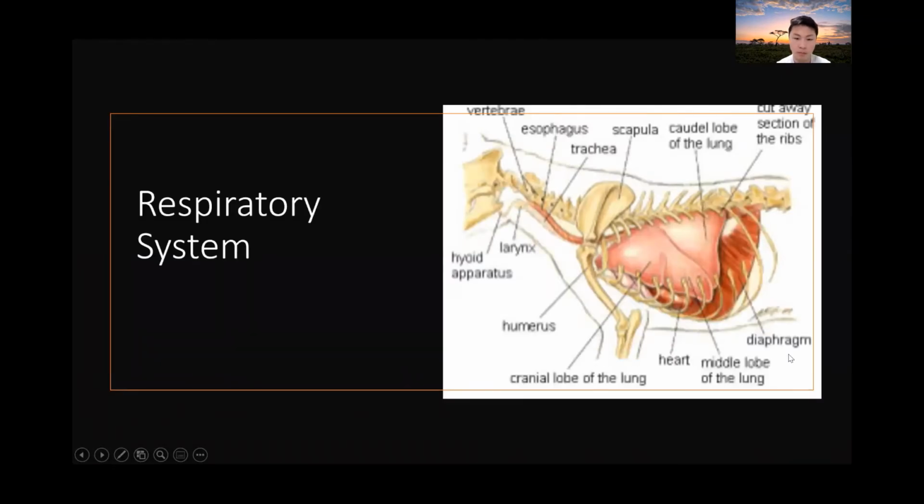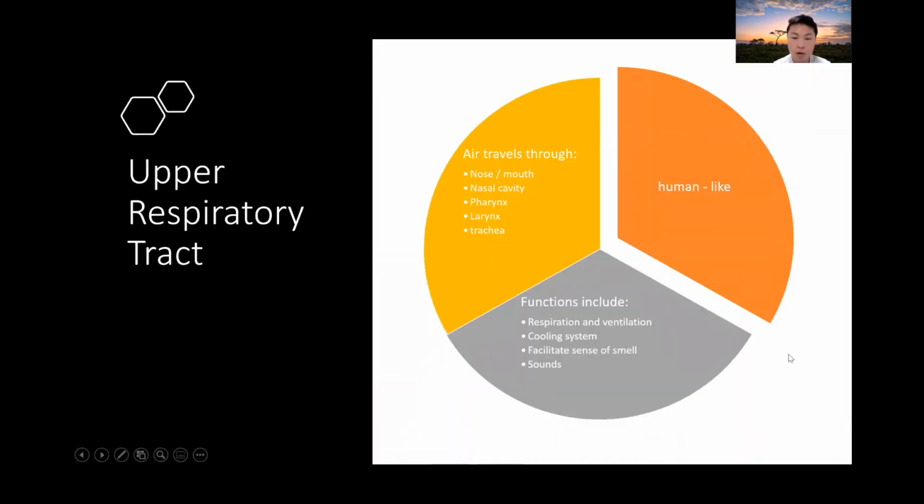Respiratory system. So the upper respiratory system. The respiratory system is very human-like. It is a two-way respiratory system. So functions include respiration and ventilation. It's a cooling system because they breathe in cool air to cool down their muscles. It facilitates the sense of smell, which is the nasal cavity, and it produces sounds, which is in the larynx.